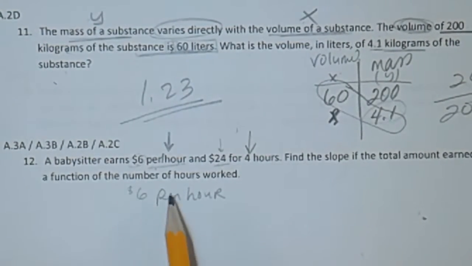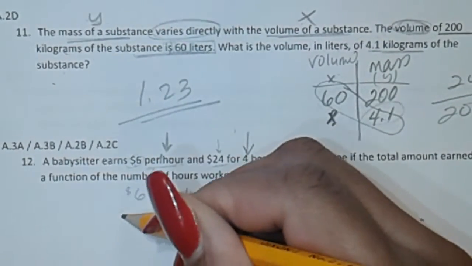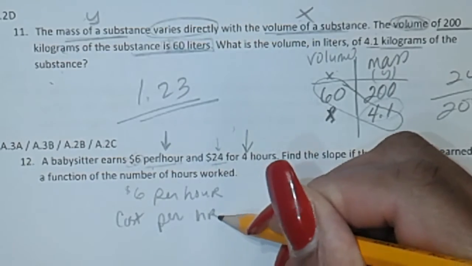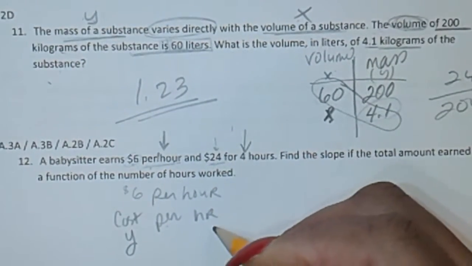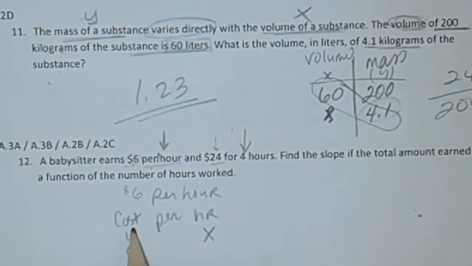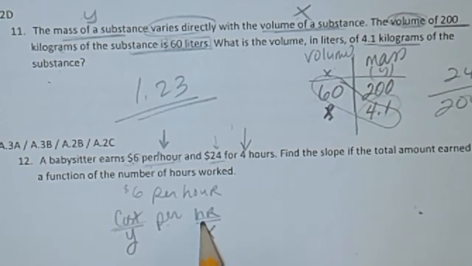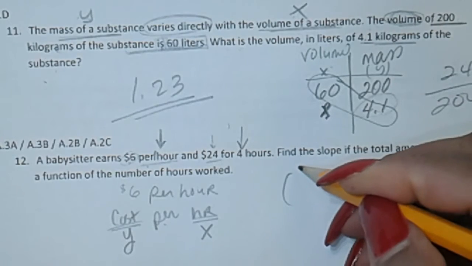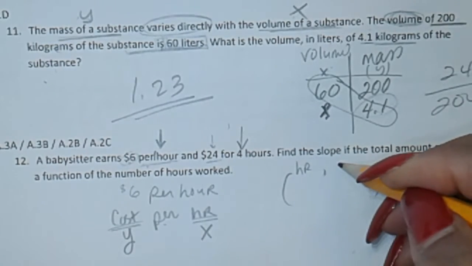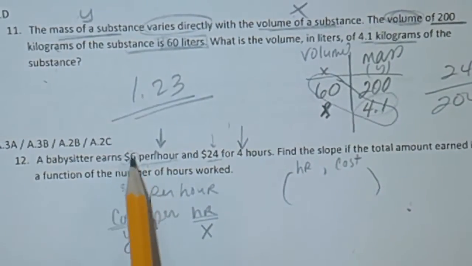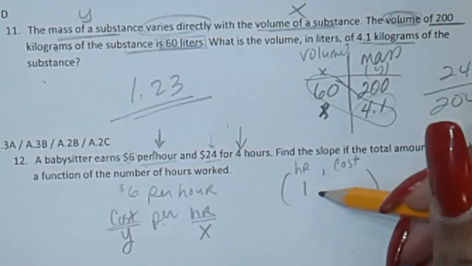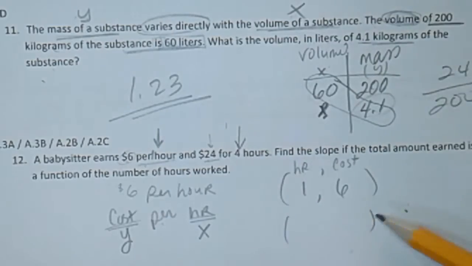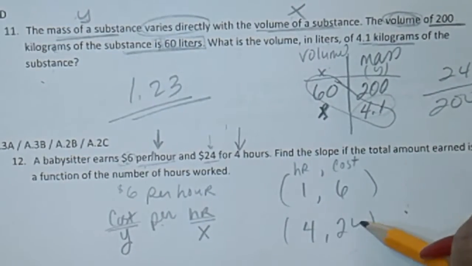Okay, so this $6 per hour, what does it tell us? Cost per hour, so Y per X. So the Y is cost and the hour is X. So if I write my point, this would say hour, comma, cost. The point that represents this would be 1, comma, 6. And then the point that represents this one would be 4, comma, 24.